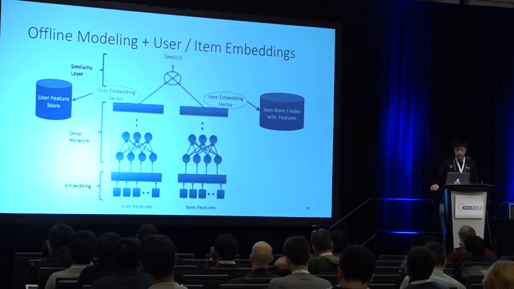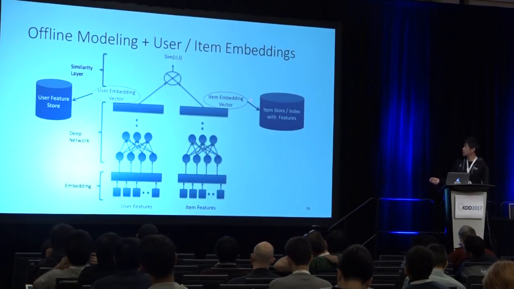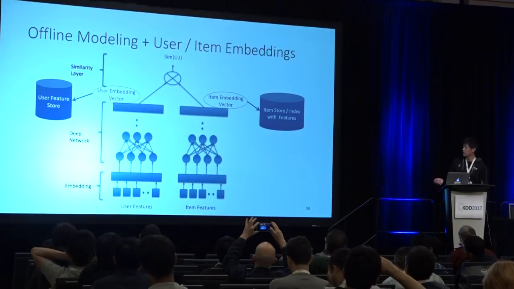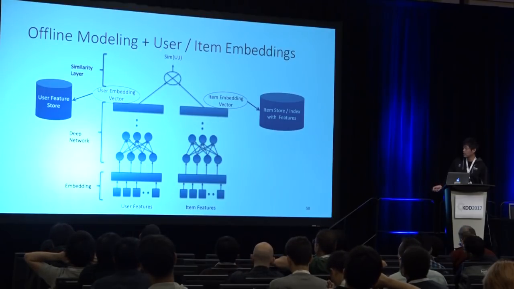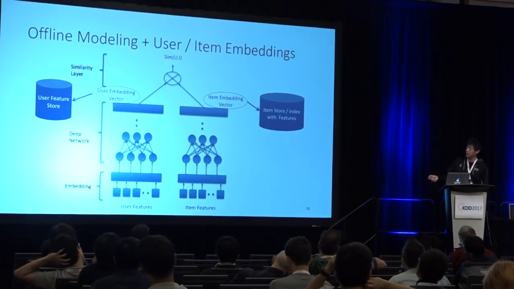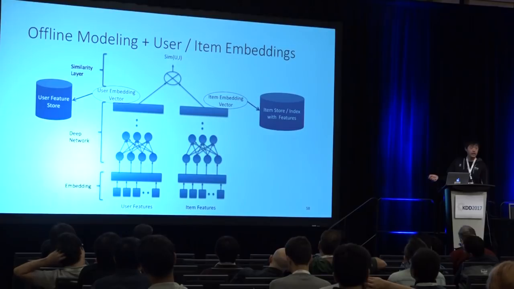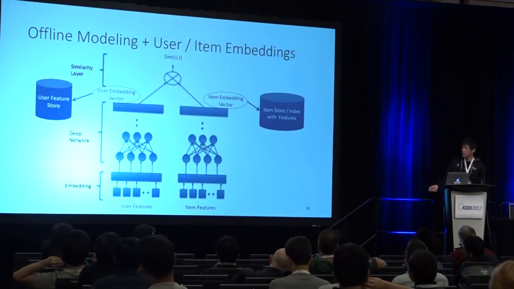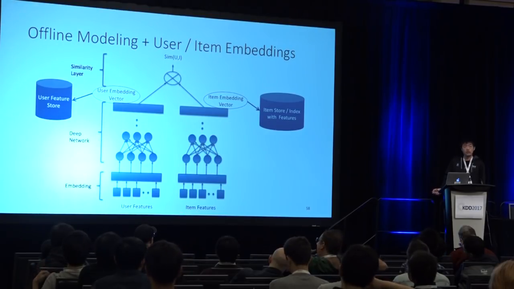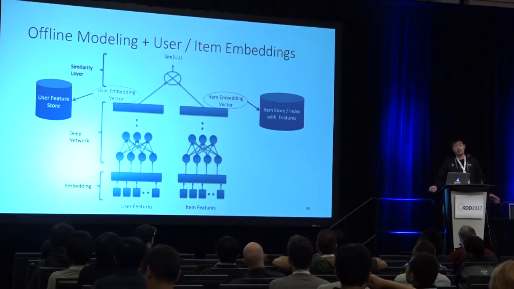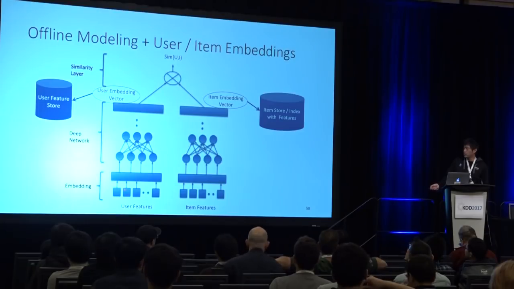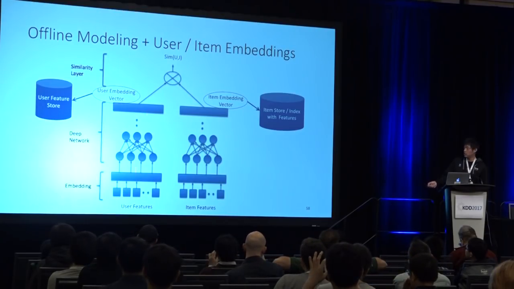The first one is about building the user and item embeddings through offline modeling, and then treating those as derived features. One good example: suppose you have user features here and item features here, and a similarity function at the end between the user and item. Traditionally you can do cosine similarity of the user features and item features by themselves, right? But that usually doesn't work because they can be in very different contexts. That's why you want to build additional layers to build embeddings using a neural network here.